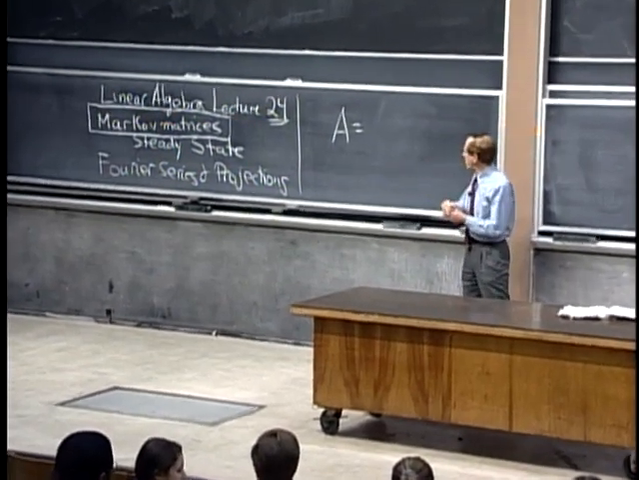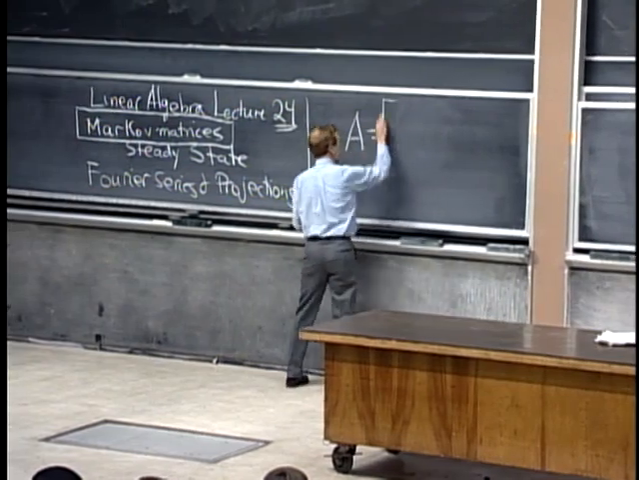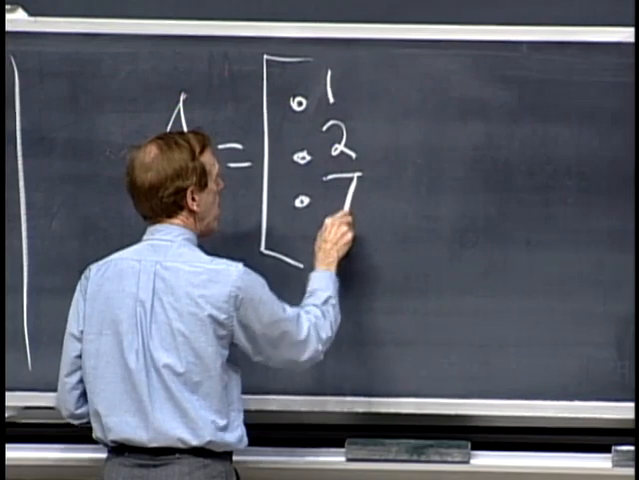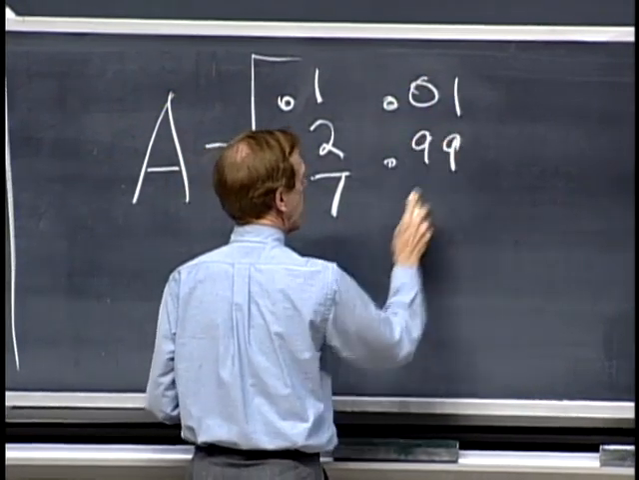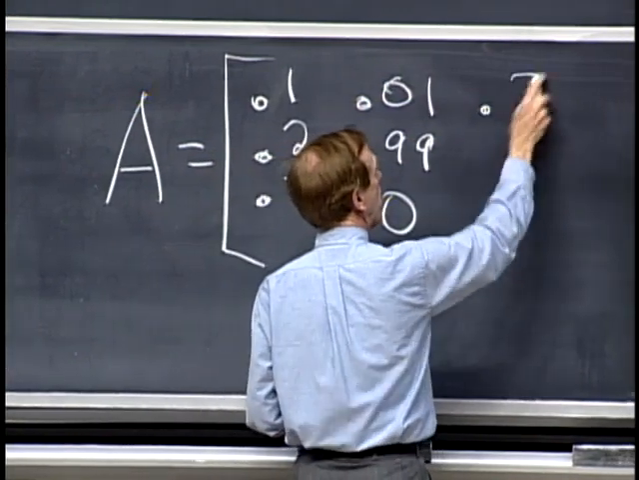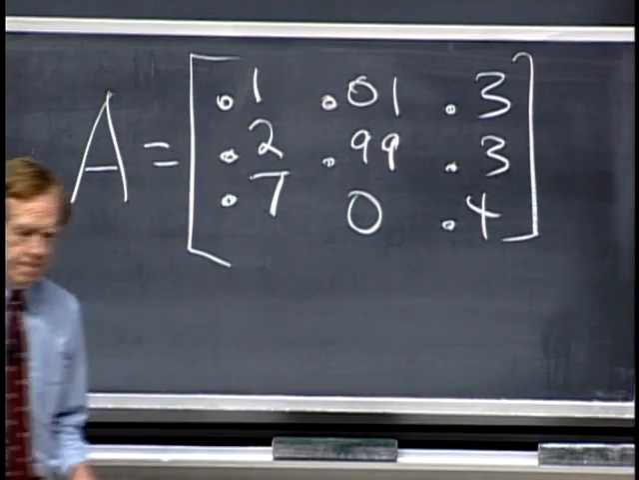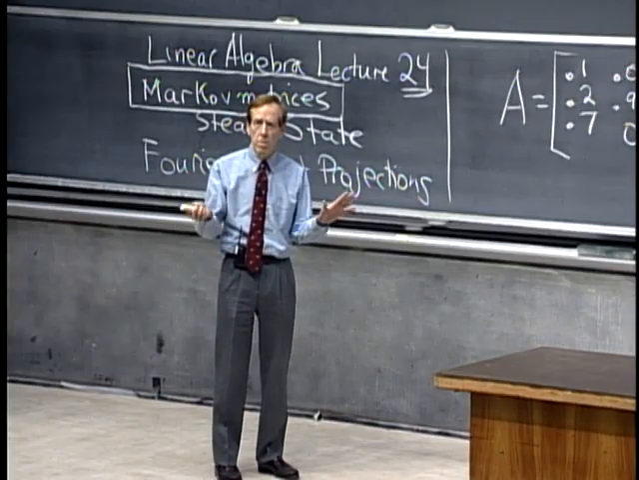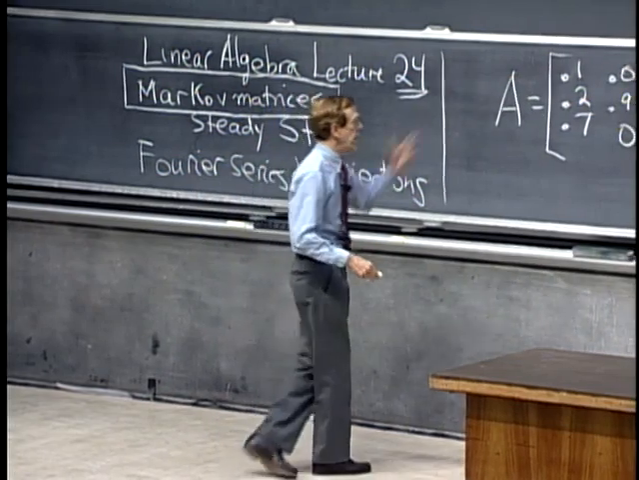Okay, what's a Markov matrix? Can I just write down a typical Markov matrix, say 0.1, 0.2, 0.7, 0.01, 0.99, 0, let's say 0.3, 0.3, 0.4. Okay, there's a totally just invented Markov matrix. What makes it a Markov matrix? Two properties that this matrix has.